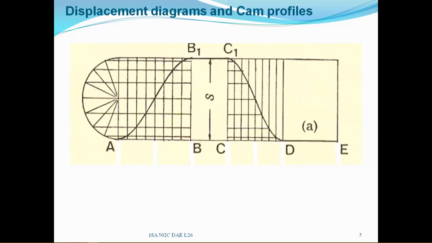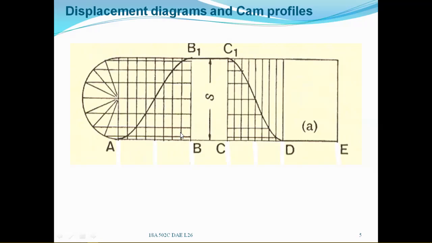And we have to draw lines vertically from each point in the outstroke as well as the return stroke, and complete the total rectangle. We have to draw a semicircle with half of the stroke length as the radius, and divide this semicircle into the same number of parts as done on the outstroke as well as the return stroke.